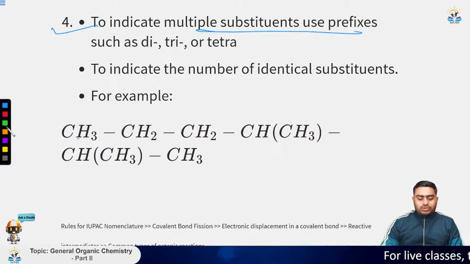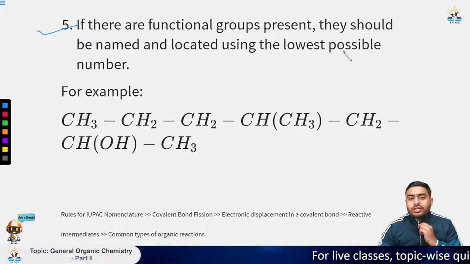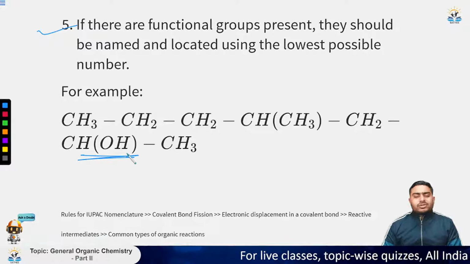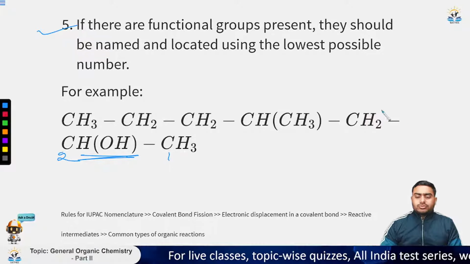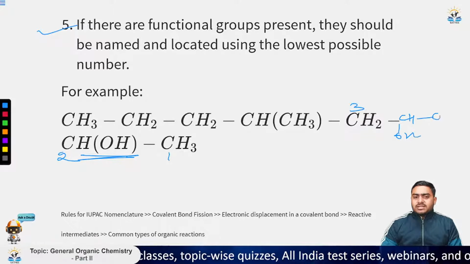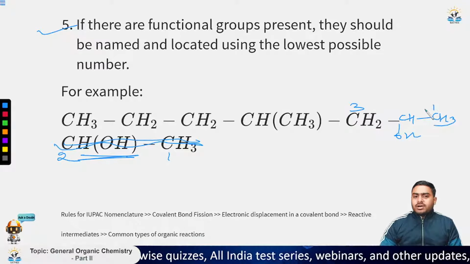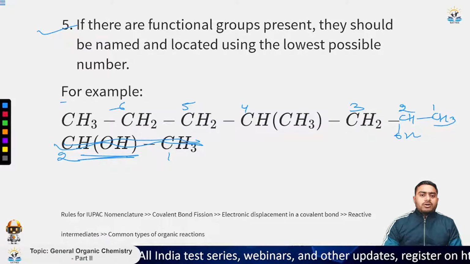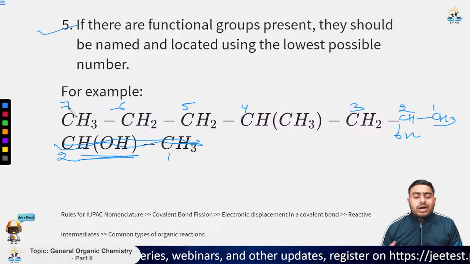Write this. Okay, so the next point is, if there are functional groups present, they should be named and located using the lowest possible numbers, right? So if functional groups are there, similarly you have to follow the same pattern. You have to give number 1 here, 1, 2, then 3. This is the longest chain. It should be like this, CHOH and CH3, CHOH and CH3. If I count from here, then you can see 1, 2, 3, 4, 5, 6. And write the IUPAC name according to the alphabetical rules.